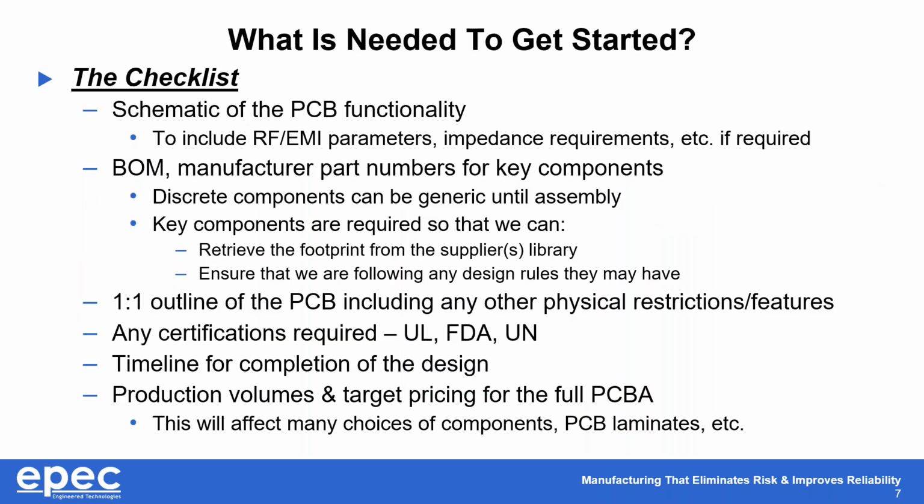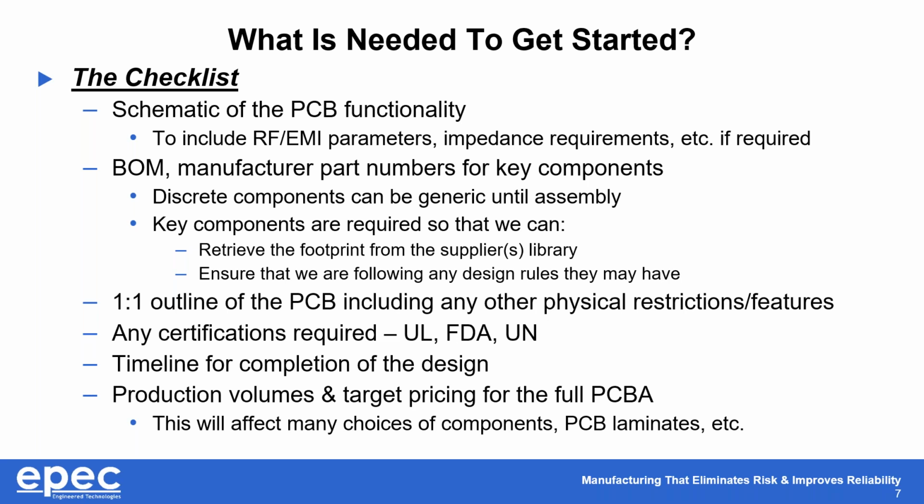But what else is needed before we get started? So schematic functionality to include RF, EMI, parameters, impedance, cutouts, any kind of component specialties. Maybe you have impedance, stripline impedance, and maybe there's also some special components that are rare and hard to find. Putting together a complete BOM from manufacturer to reference for quote is necessary. The BOM should include manufacturing part numbers for key components. Discrete components can be generically united until assembly is required.